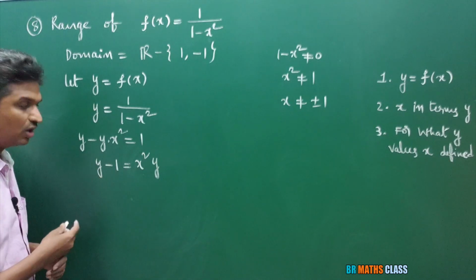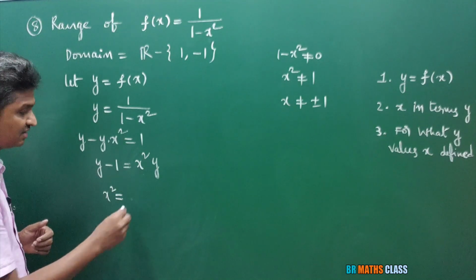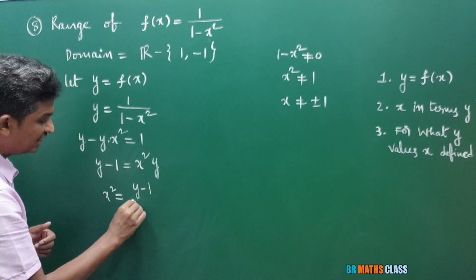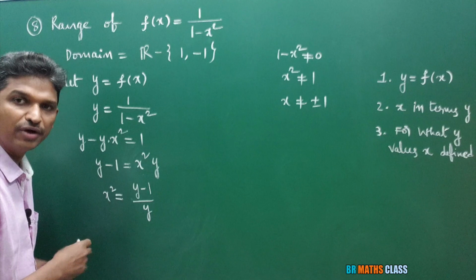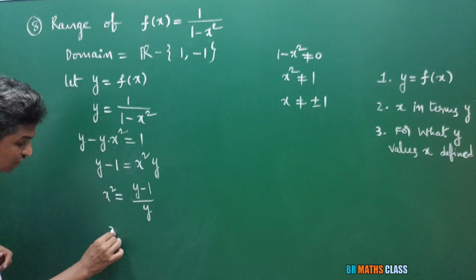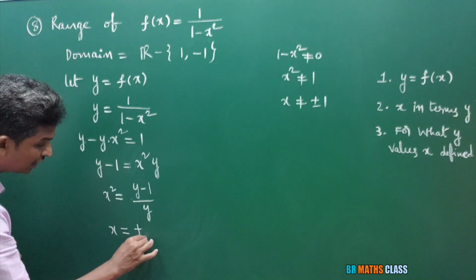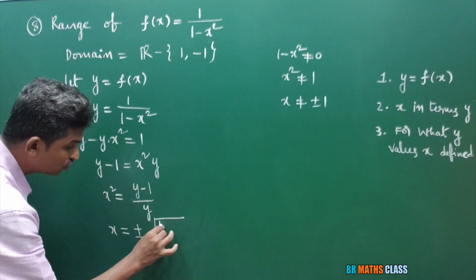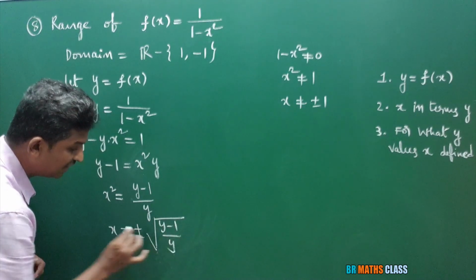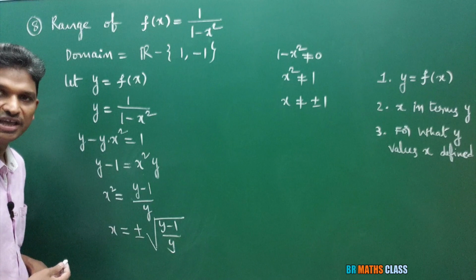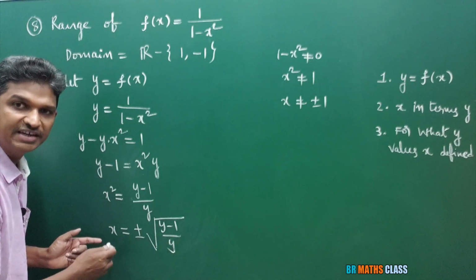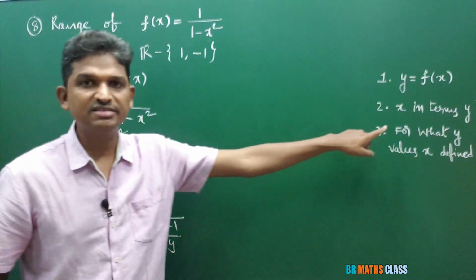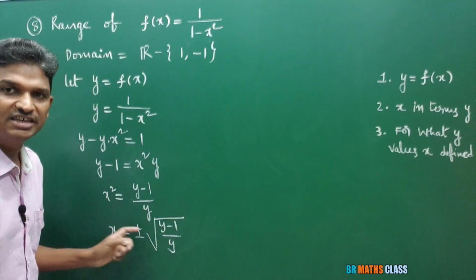Okay, from this, what is x square? From this, x square is y minus 1 divided by y. I want x in terms of y, so you apply square root on both sides. What can you write here? x equal to plus or minus square root of y minus 1 divided by y. I hope you are understanding. What happened here? I have written x in terms of y. So here the second step is over.